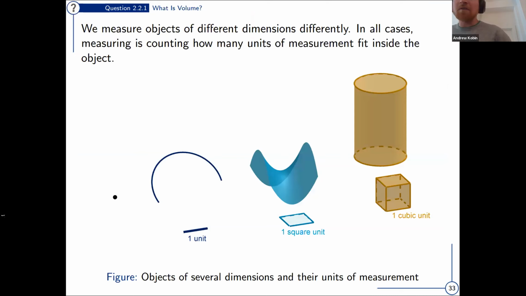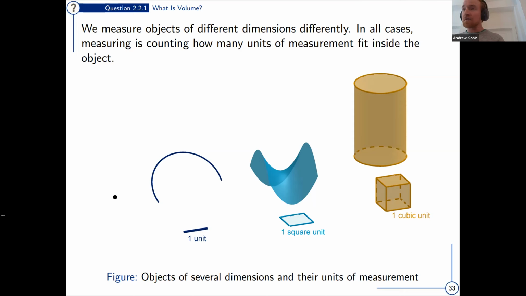So here's a bit of visual intuition. We can measure objects of different dimensions, but the way that we have to measure might be different depending on the dimension. So the basic notion of measurement in this class, and there's a much more technical version of this if you go on and take more math classes, such as an analysis class. But in this class, what does it mean to measure an object or to make a measurement inside of some dimensional space? It means to count how many units of measurement fit inside of that object.